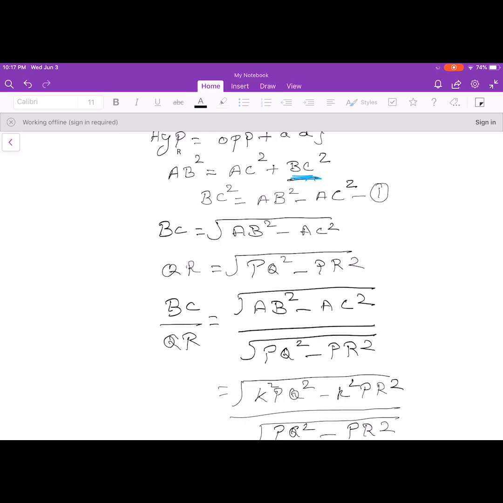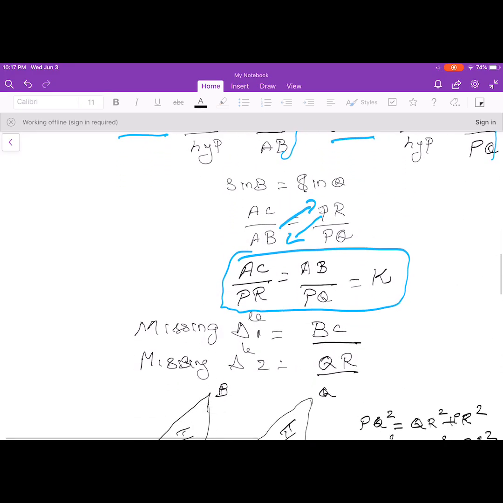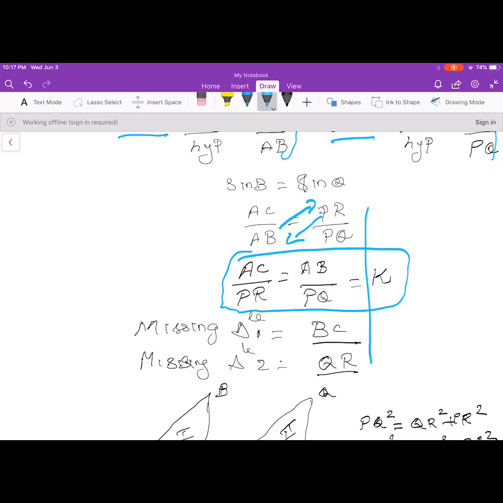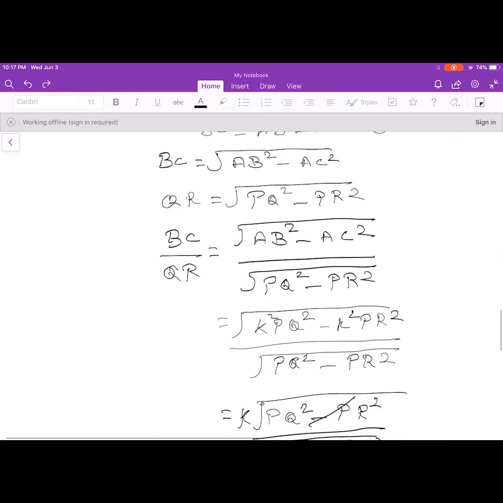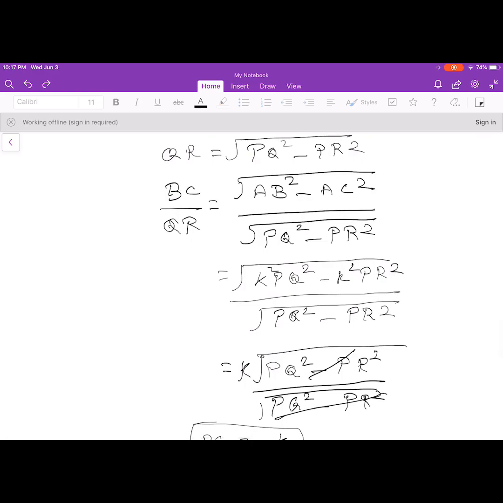Here I am showing it for you again. We have found that AB by PQ is k. So I can write AB is k times PQ. Similarly, AC is k times PR. That's what I am using here: AB as k times PQ and AC as k times PR.